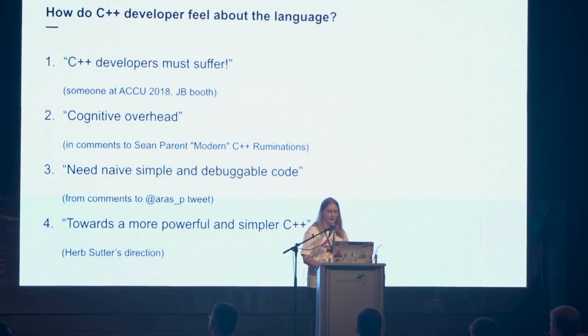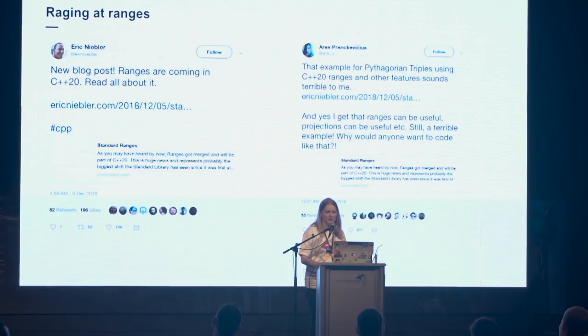Also, some people say that, yeah, we need some naive and simple debuggable code, and C++ is not like that. And you can sum up all of these things by Herb Sutter, who actually now struggles in the committee for, at the same time, a more powerful but simpler C++. And yeah, I talked about ranging on ranges. If you don't know the whole story, the Ranges v3 library will enter the standard for C++20.